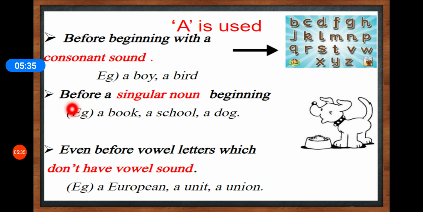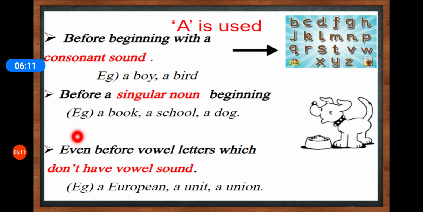A is also used before a singular noun beginning with a consonant sound. So, when we are talking about a singular noun, at that time also we use the article A, like a book, a school, a dog. Right, children? Singular noun beginning with consonant sound. Right? So we'll use the article A.